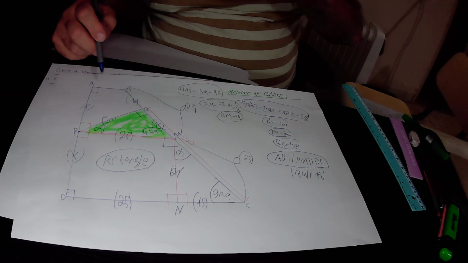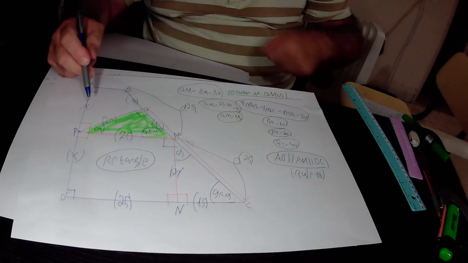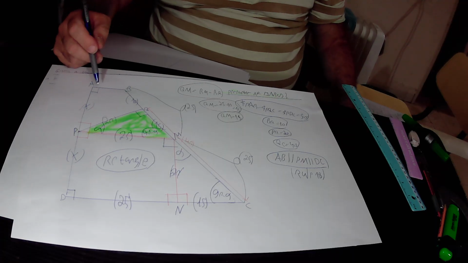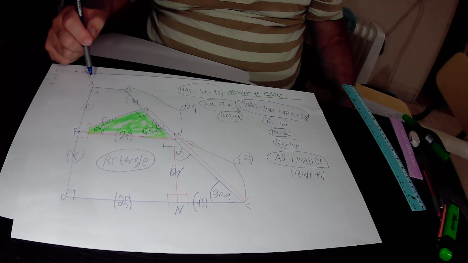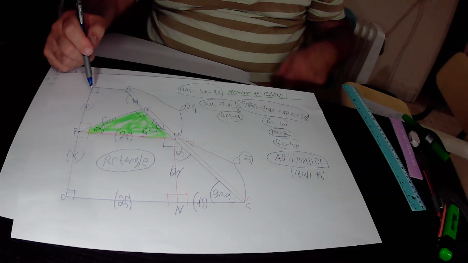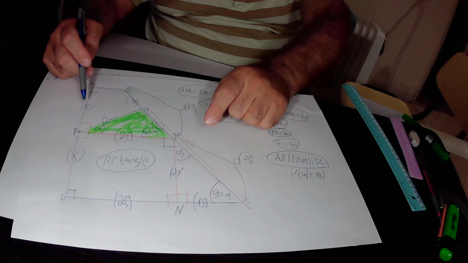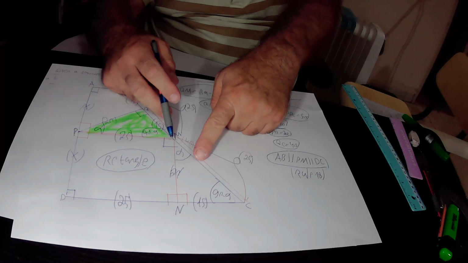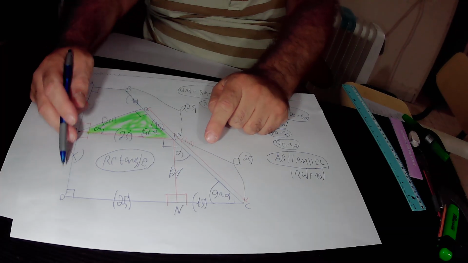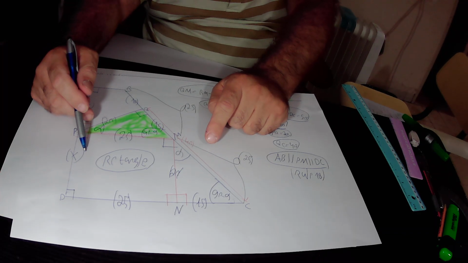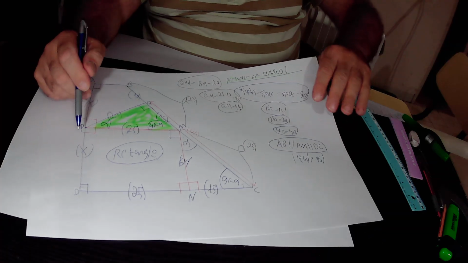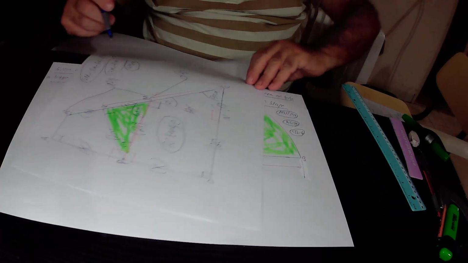PMND, side MN must be equal to the opposite side PD. PD equals X and AP also equals X. So MN must be equal to PD. But MN equals 20, and therefore the opposite side PD, which equals X, must be also equal to 20 units in its length. PD equals X, and therefore X equals 20 units in its length.